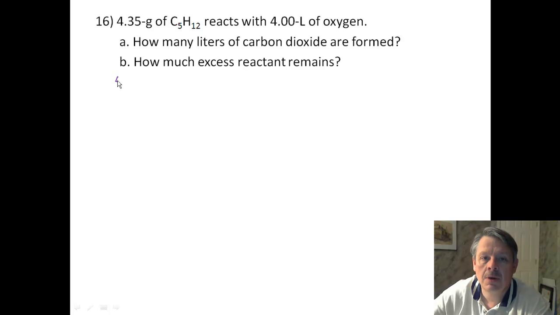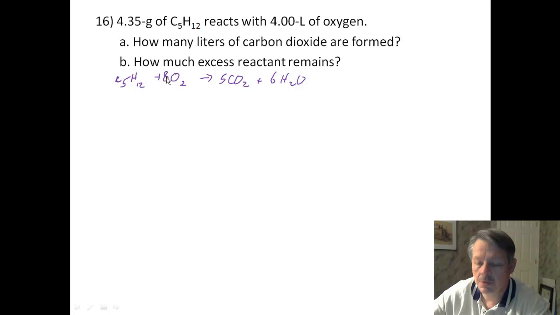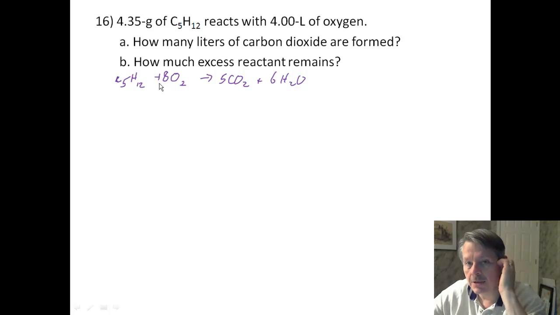C5H12. And what are we doing? We're reacting with oxygen. So obviously this is a combustion reaction, so we produce CO2 and we produce H2O. Alright, so we have to have 6 of these, we have to have 5 of these, we have to have, let's see, 3 plus 5 is a total of 8 of those. So we now have a balanced chemical reaction.